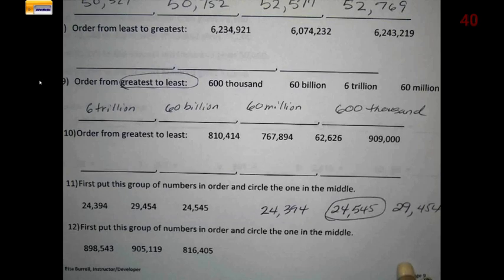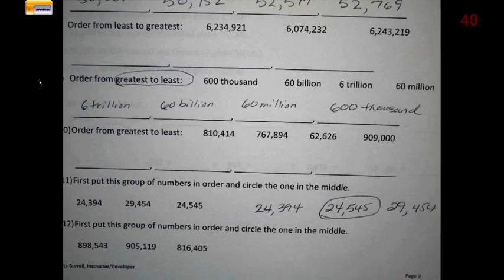Okay, that's all you do. Follow instructions. That's all you do is follow instructions. Okay? So that's ordering. You're going to read the instructions to see what to do. Least to greatest or greatest to least. Circle the middle one on number 11 and 12. Okay? Just follow the directions.